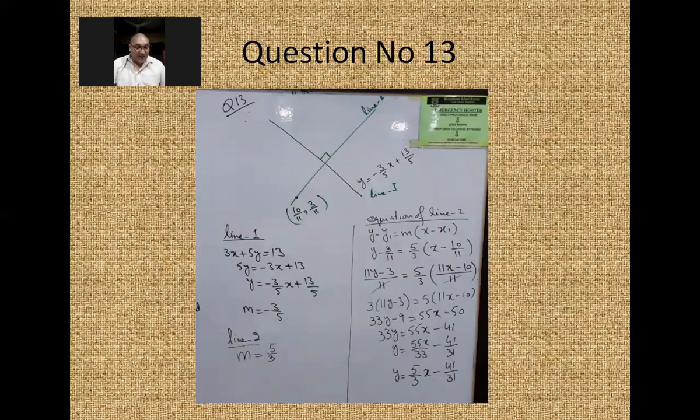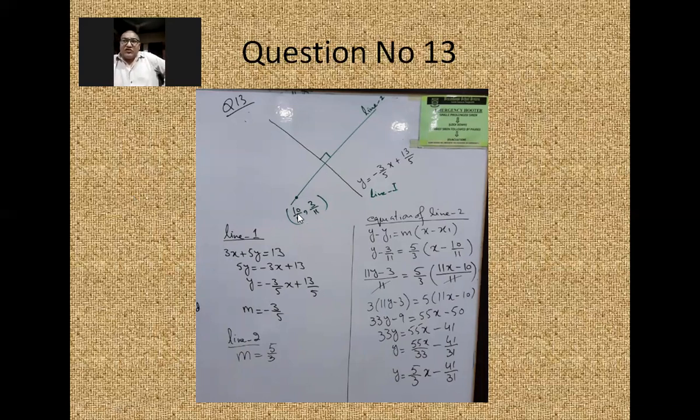Question number 13. Find the equation of the line passing through the point (10/11, 3/11) and perpendicular to the line 3x + 5y = 13. So you see, I want to find out the equation of this line number 2. I've drawn this diagram so you can understand this.